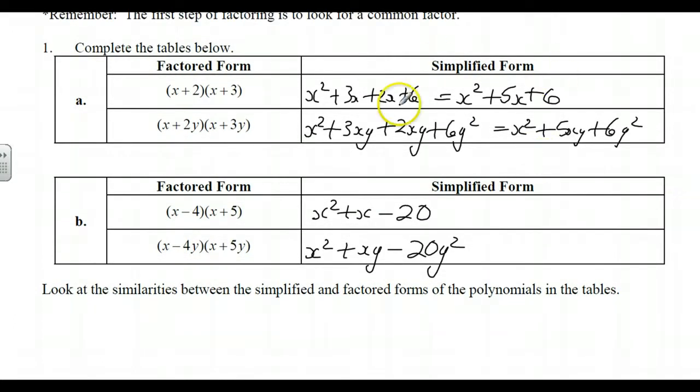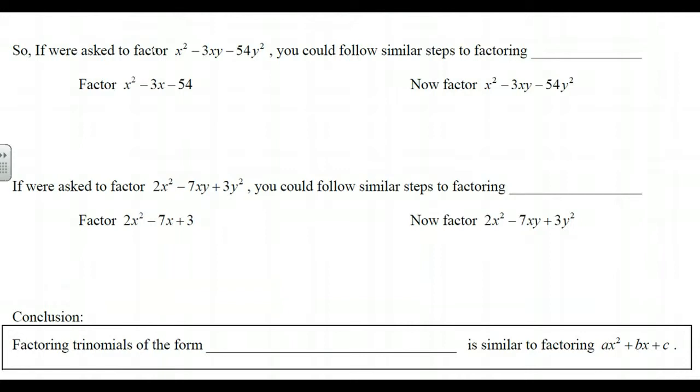Now, if you look at the similarities between the simplified and factored forms, you're going to see that they're pretty much the same, only there's a second variable here. So we've got a 5xy and a 6y squared. And similarly in the second group. So if we were asked to factor x squared minus 3xy minus 54y squared, you could just factor this.